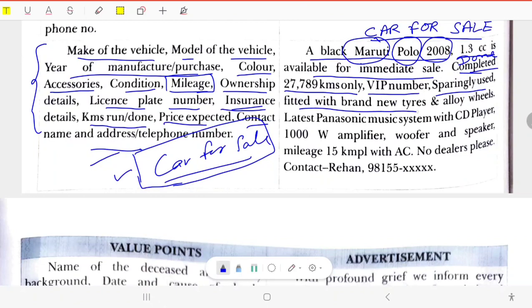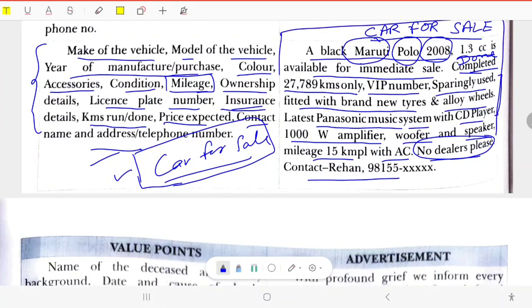Fitted with brand new tires, alloy wheels, latest Panasonic music system with CD player. Complete information about accessories: 1000 watt amplifier, woofer and speaker. Mileage is this one, with AC. No dealers please, meaning dealers should not contact, only the customer should contact. And this is the contact detail. Put the advertisement in the box.